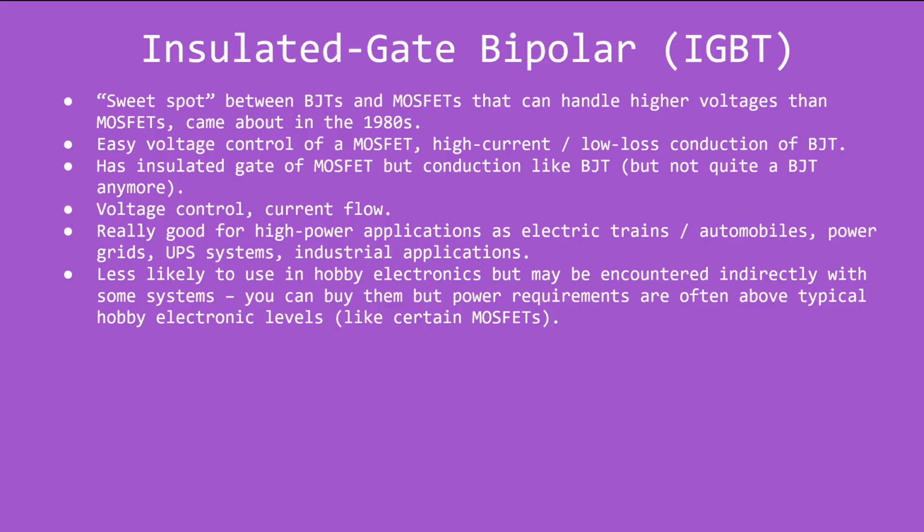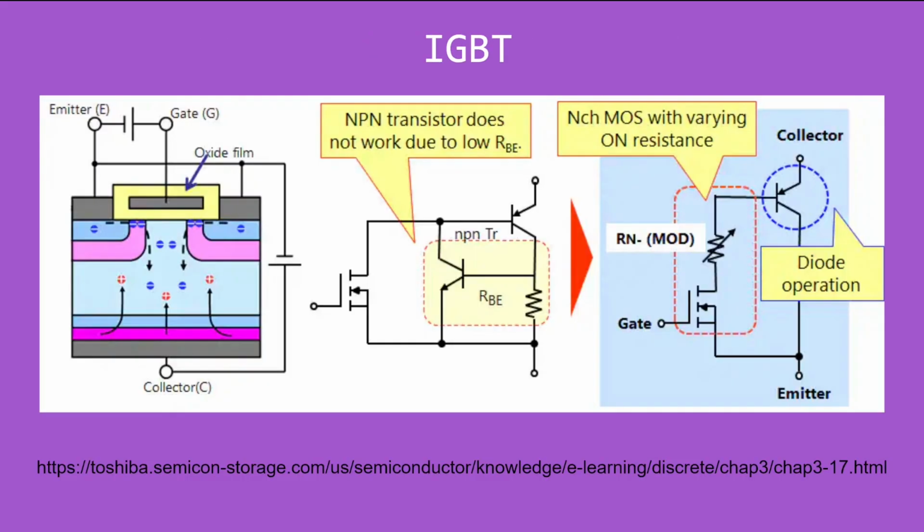But keep in mind power requirements, just like with MOSFETs. So make sure you find something that works at hobby electronic levels. If you've got something that's not going to kick in until 10 volts, less likely something you could use in hobby electronics. And here's an illustration of how they work. These I'm a little less familiar with. I actually haven't worked with them directly yet. But you've got your collector emitter, but you have a gate. So you've got this interesting mixture here.